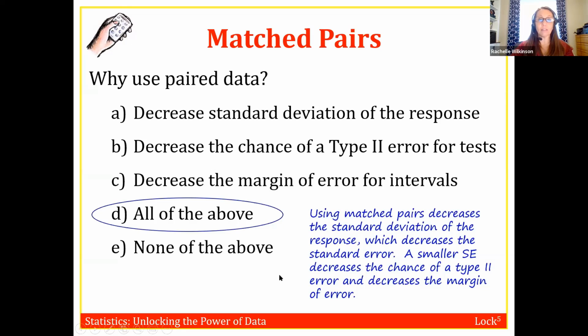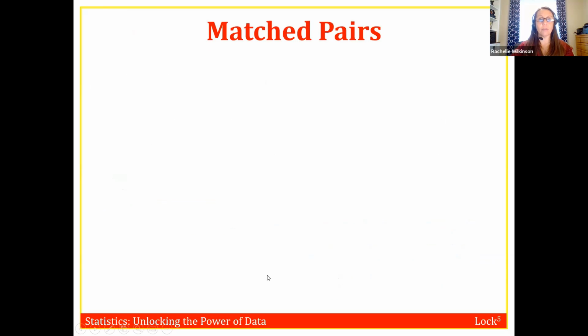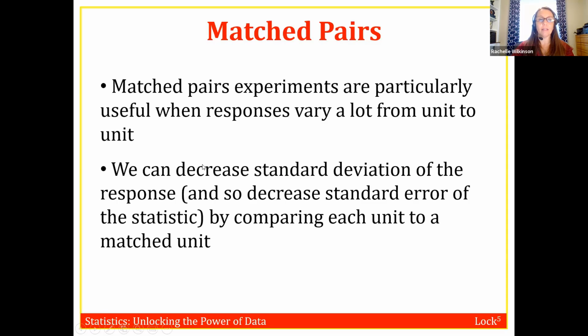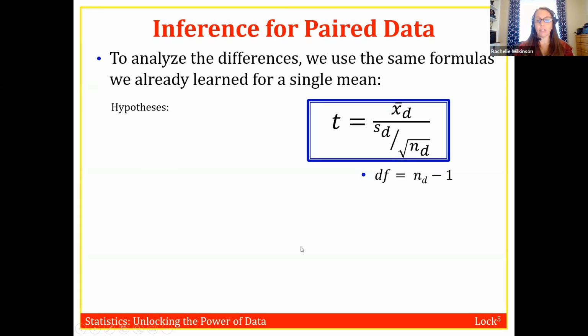So matched pairs studies are very, very common in real life. And they're a very good way, like I said, to reduce the effects of some of these lurking variables. They're particularly useful when responses vary a lot from unit to unit. And it makes it so that we can decrease the standard deviation of the response, which in turn is going to decrease the standard error and give us all the good stuff that we want.